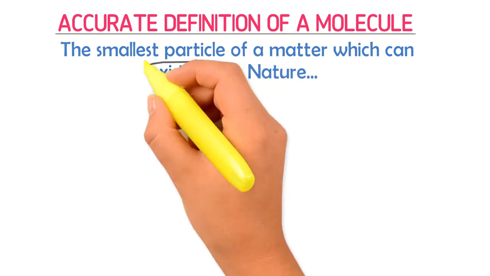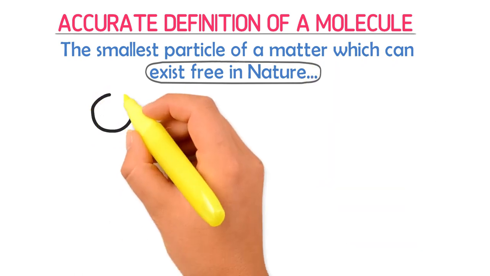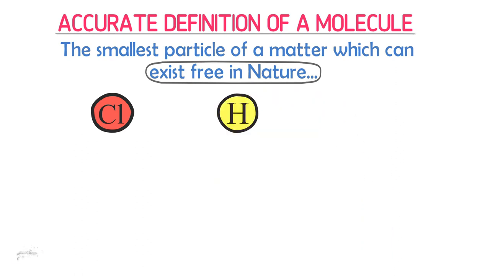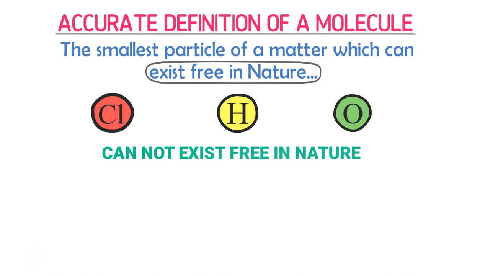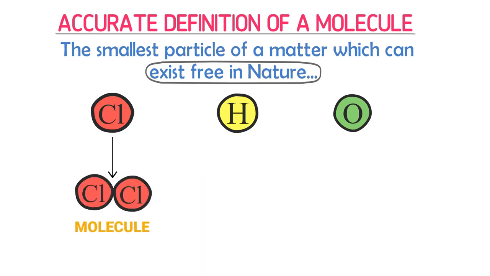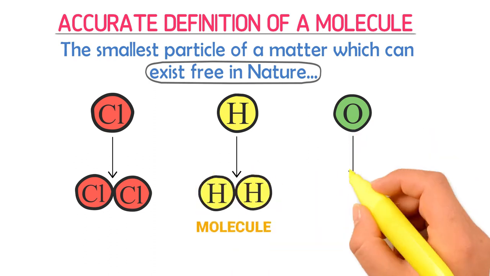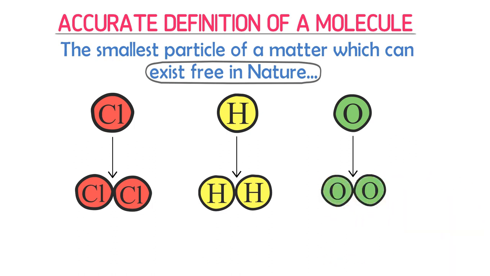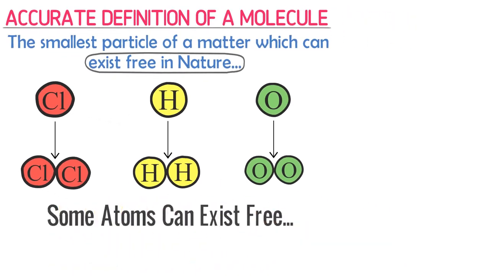Now, what is meant by exist free in nature? Well, consider a single atom of chlorine, hydrogen, and oxygen. They all can't exist freely in nature. A chlorine atom exists in nature in combined form as a chlorine molecule. A hydrogen atom exists in combined form as a hydrogen molecule, and an oxygen atom exists in combined form as an oxygen molecule.